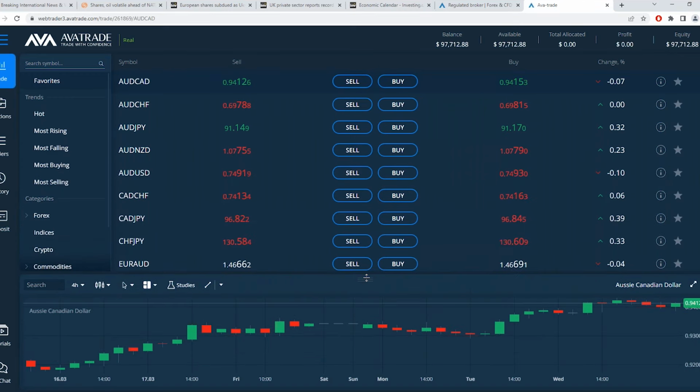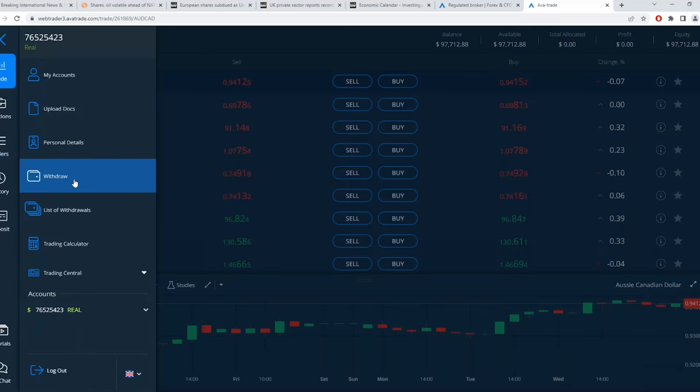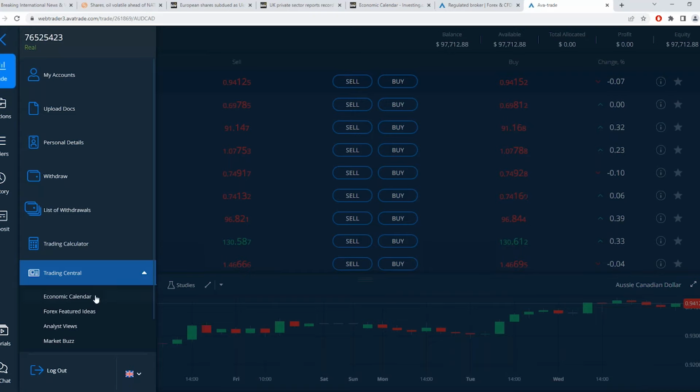Now, with regards to the functionality of this platform, it has the same features I just showed you on the app, and also the additional features that the app has that we're about to look at. Trading Central, there it is. Forex featured ideas, analyst views, market buzz. All of those features are there.